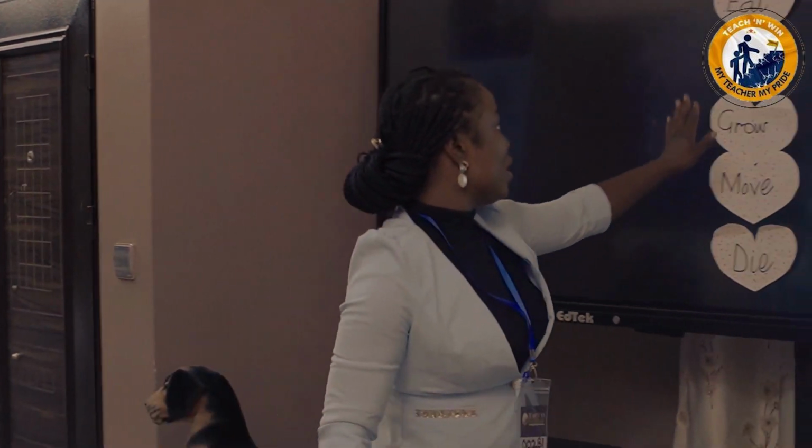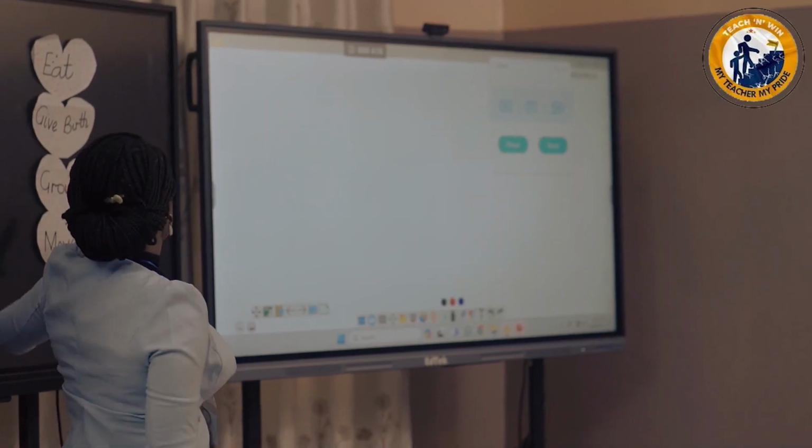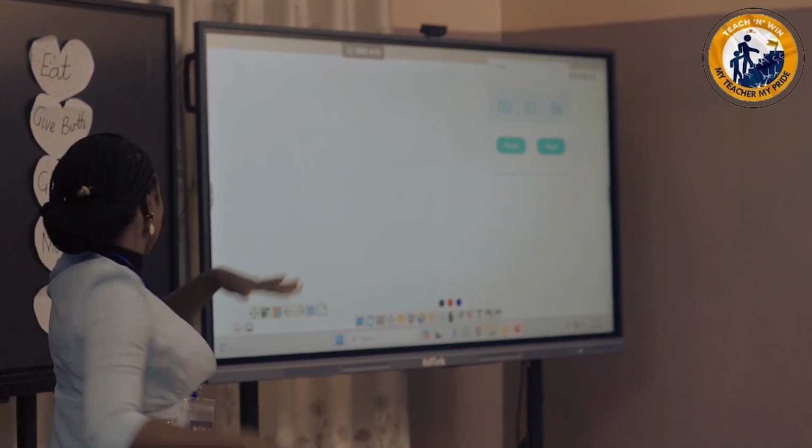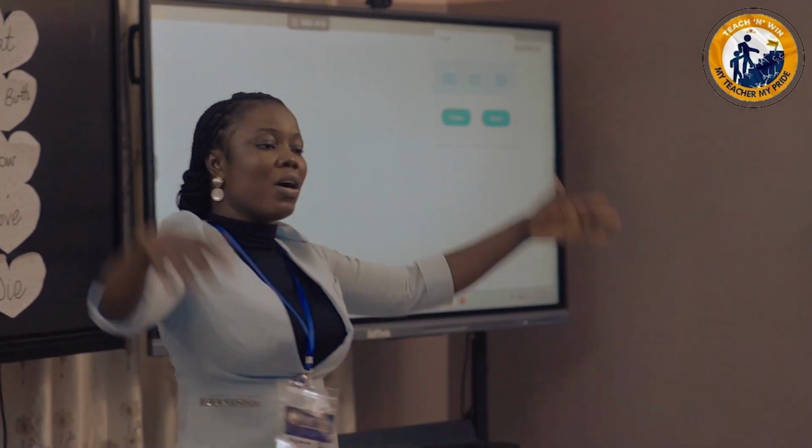Now look at the board. Living things can eat. Yes. Living things can what? Give birth. Living things can what? Grow. Living things can what? Move around. Living things can what? Die.